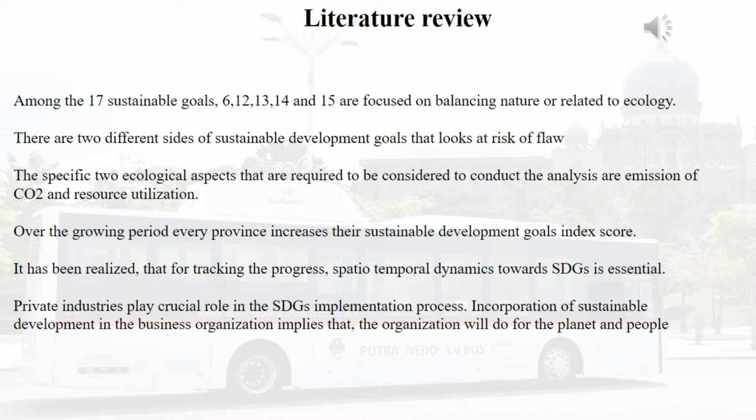Among the 17 Sustainable Development Goals or SDG by the United Nations, 5 out of 17 goals, that are goals number 6, 12, 13, 14 and 15, are focused on balancing nature or related to ecology. There are two different sides of sustainable development goals that look at risk of flaw. The specific two ecological aspects that are required to be considered to conduct the analysis are emission of carbon dioxide and resource utilization.